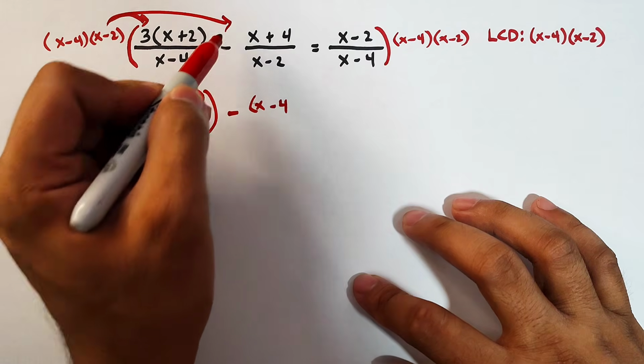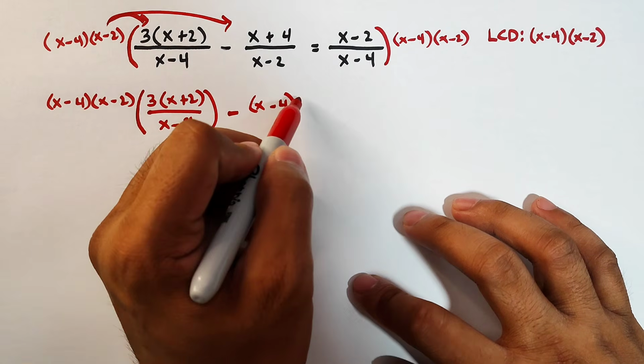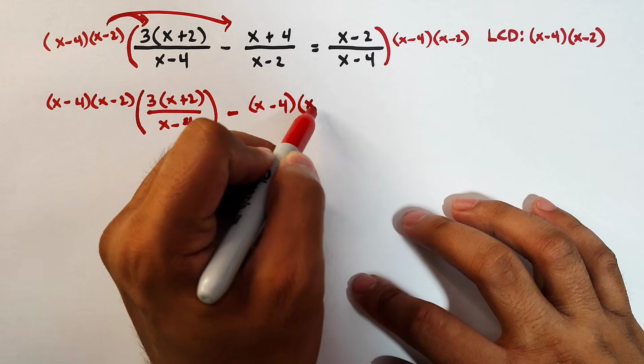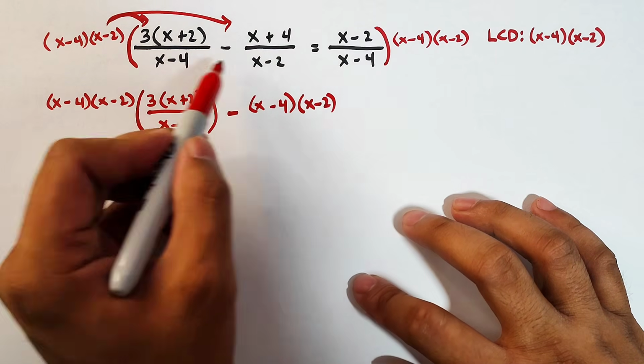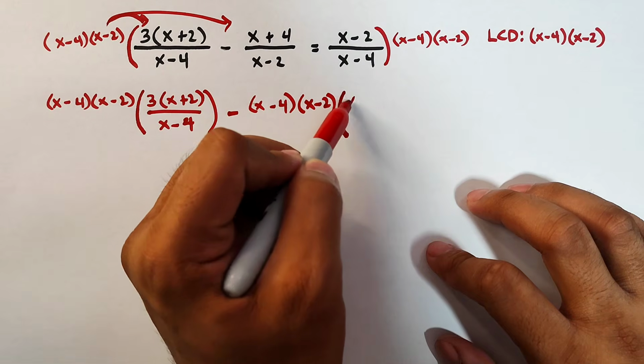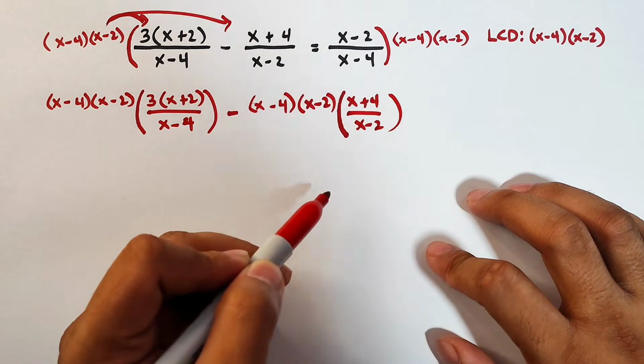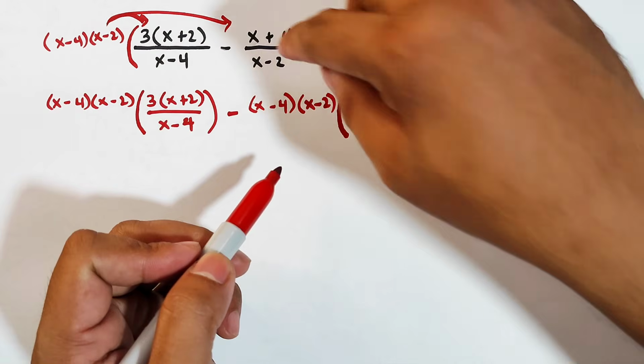Multiply natin to dito. Actually, kahit wala na tayong parenthesis, pwede naman yan. Times x minus 2. Ito muna. Then, copyahin natin to. Pero lagyan na rin natin ng parenthesis. X plus 4 over x minus 2. So, we are done with these two terms.